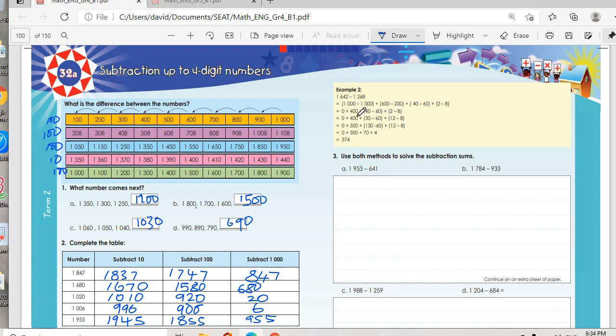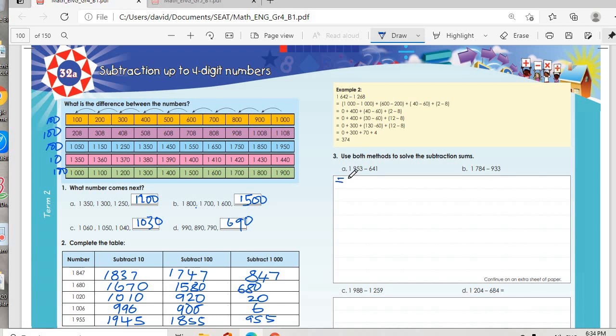So we borrow 100. We borrow 100 from 400. Then it becomes 140. Then we borrow 10 from 40 again. It becomes what? 12 here. So we have 300 plus 130 minus 60 plus 12 minus 8. Okay. So that's what we have. Then the answer will be 374. Let's see what we can do here.